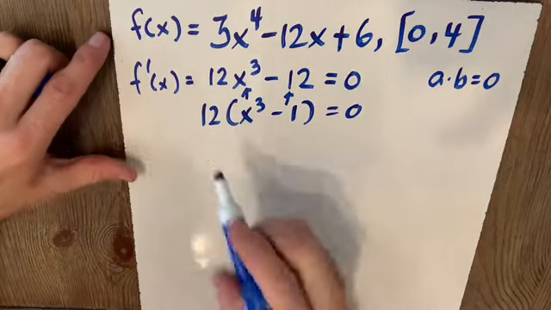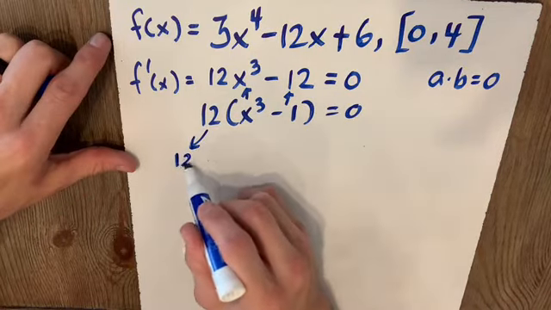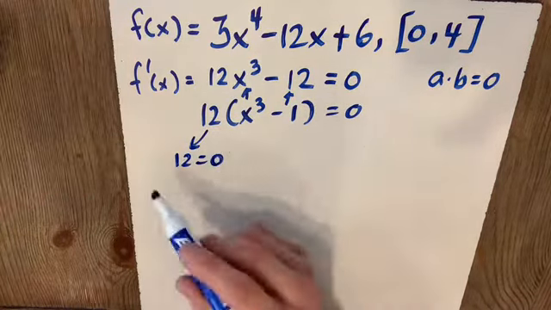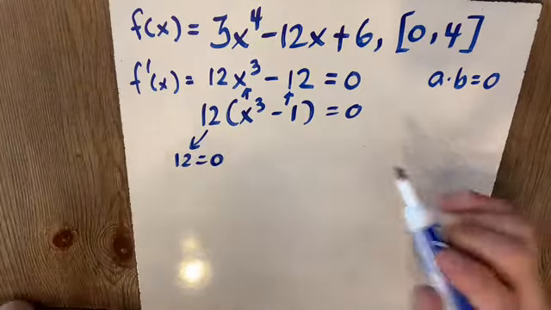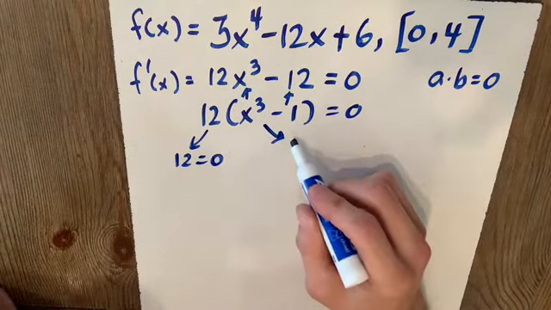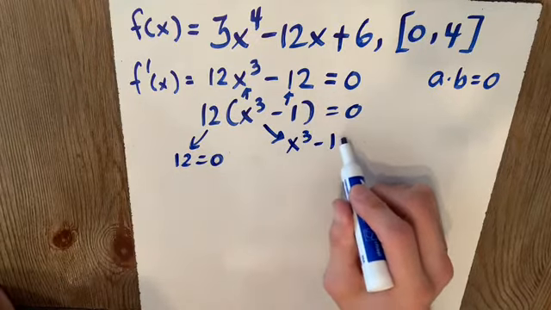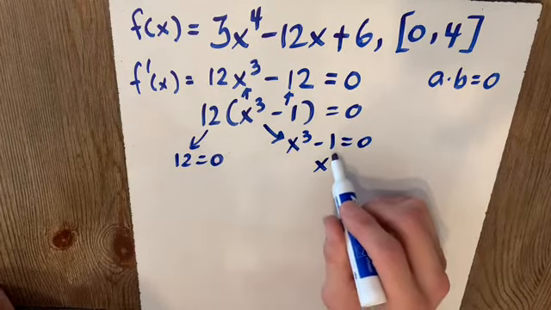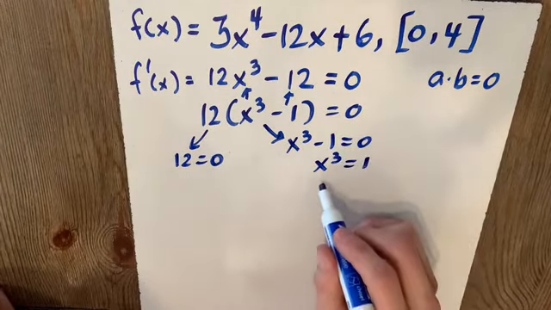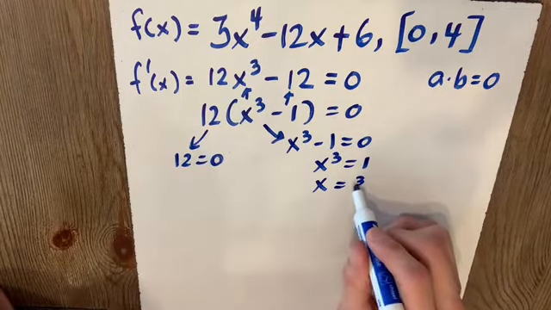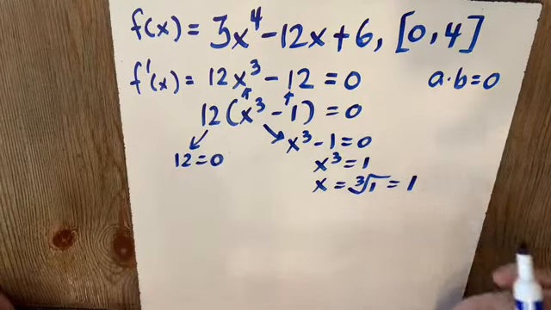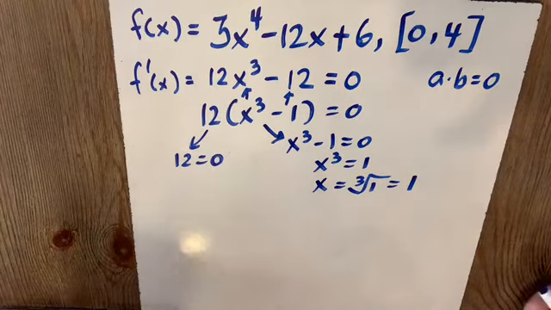Now, I'm going to set each of these equal to 0. 12 is equal to 0. That's not true. I don't even have to worry about it. 12 is not equal to 0. There's no variable in that. And x cubed minus 1 equals 0. So x cubed equals 1. And x equals the cube root of 1, which is 1. So I only have one critical value.